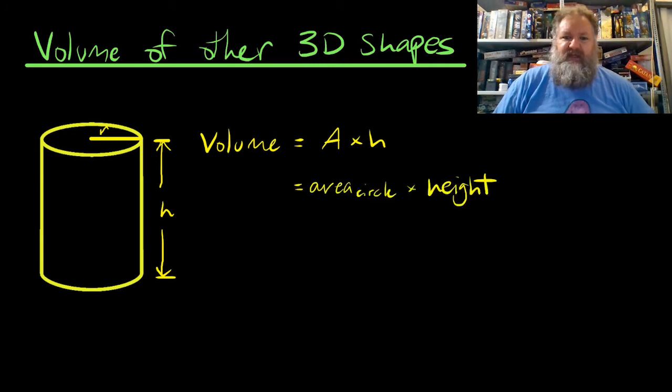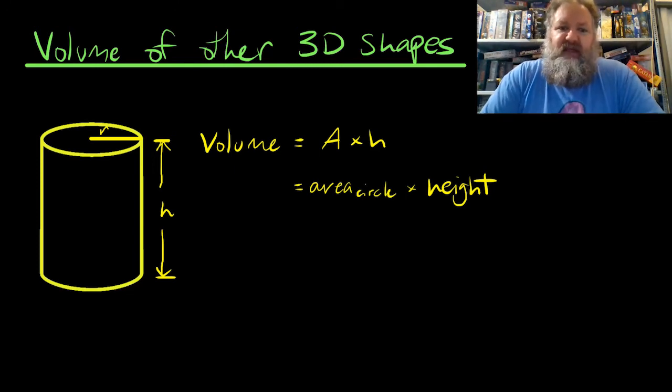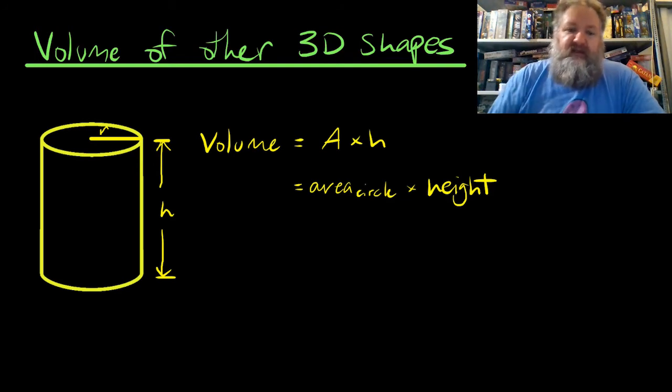And you might be thinking to yourself, but that's exactly the same as a prism. Why is this in this section and not a prism? Well, it's because it's got a curved edge. There's no curves in prisms. There just isn't. So even though it works out the same in terms of its rule, it's not a prism.